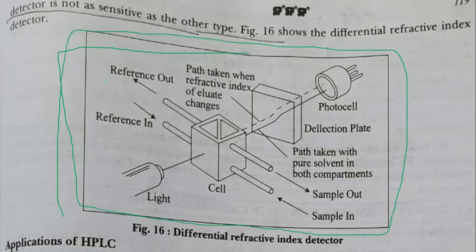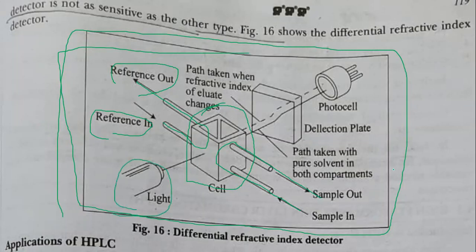If you look at this side, here the reference material goes inside and the reference material comes outside. It goes inside and it comes outside. To this side, the sample is going inside and the sample is coming outside. This is a cell. This portion that you are able to see on the screen is a cell. And this is a light source which we are using for the analysis. Here is a photo cell. Now this is the path taken.